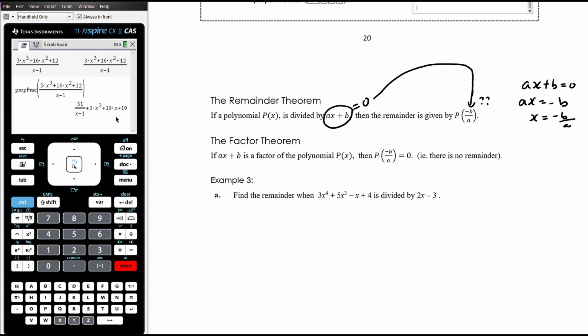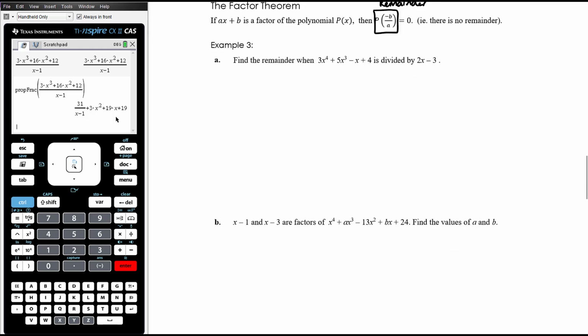The factor theorem is then just an extension of the remainder theorem, because we know if something is a factor, it leaves no remainder. So if ax plus b is a factor of the polynomial p of x, then that means that p of negative b on a, which is the remainder, has to be equal to 0. Okay. So let's do a couple of examples.